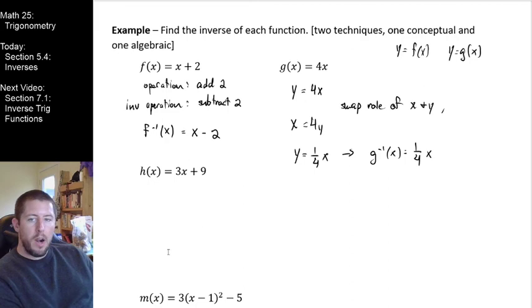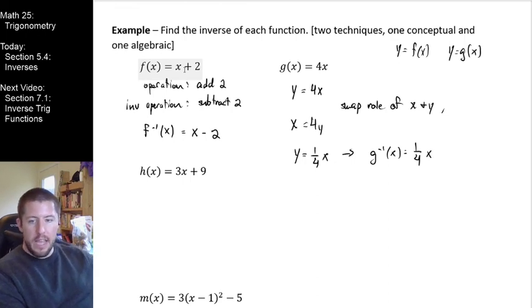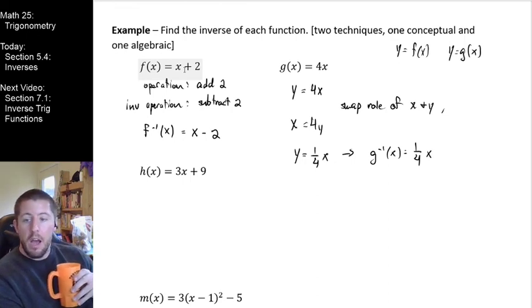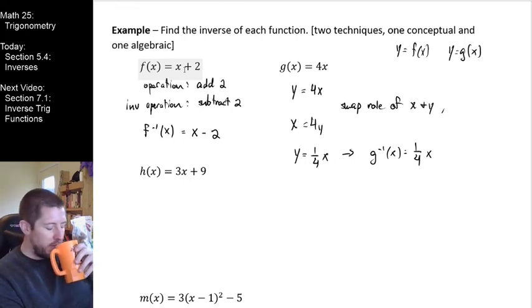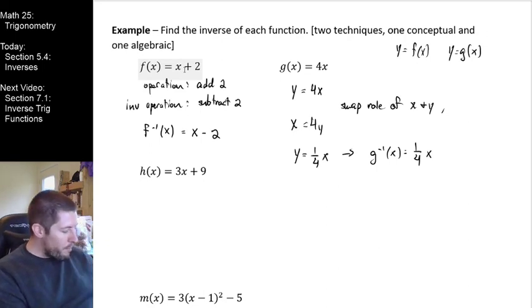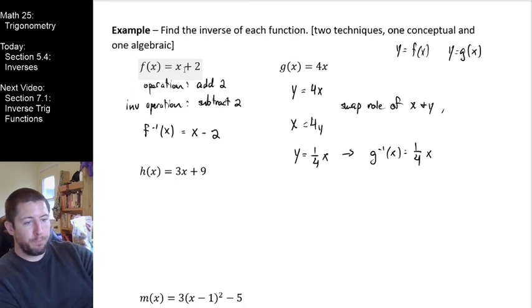Now, the first two are easy because there's only one piece of action that we're doing here. Add 2, multiply by 4. The next two examples you can see for h and for m are multi-step processes, so we're going to have to be a little more careful. We'll do these both ways. So I want to do the verbal version of this first. What are the operations that are happening to h of x in order?